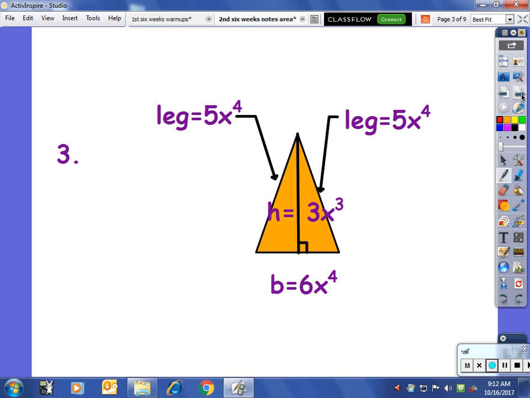All right, number 3. Everybody's favorite figure, a triangle. Now, area of a triangle. This is the one that kids forget all the time. Area of a triangle, there are 2 different ways to write it. I usually write it like this. Area equals base times height divided by 2.